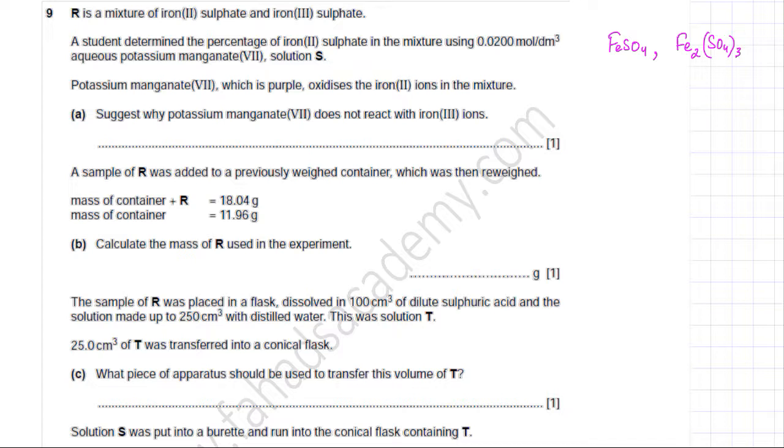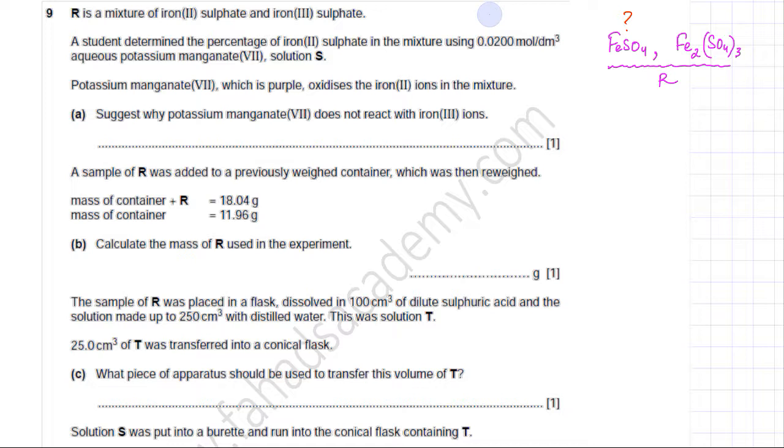So it's a mixture of two substances, and this is called R. This mixture is going to be called R. In the next part, it states that a student determined the percentage of iron 2 sulfate in the mixture using 0.02 mole per decimeter cube aqueous potassium manganate 7 solution S. So what he's doing is trying to find the percentage of FeSO4 in this mixture.